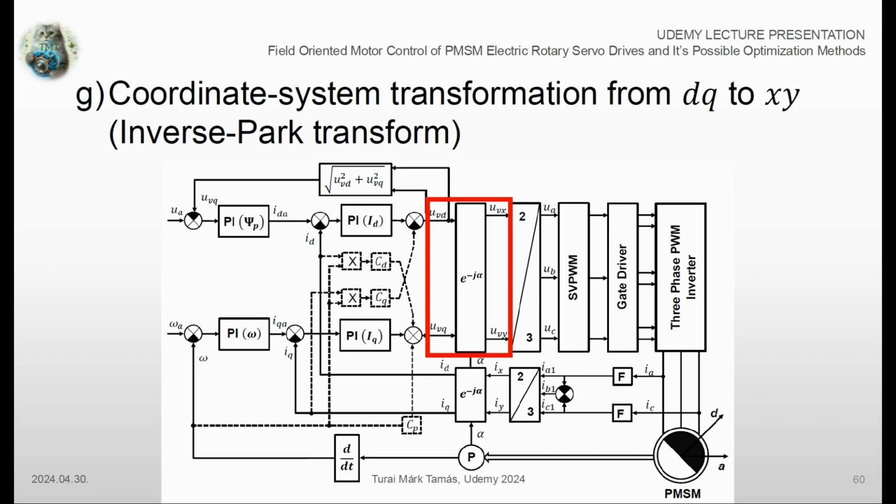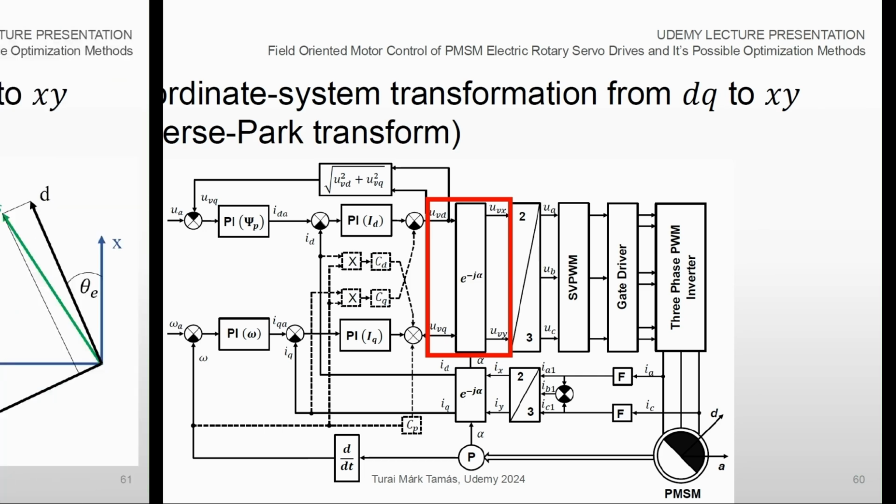As you may know, the direct and quadrature quantities are fictive mathematical representations created for easier control of the measured currents using PI controllers. Because of this, we shall transform these reference voltages back to the three-phase coordinate system where the inverter can realize them with the PWM technique. In the next slide, we are going to deduce the mathematical representation of the inverse Park transformation. Afterwards, we will be able to implement the necessary scalar equations with ease in the Simulink environment.